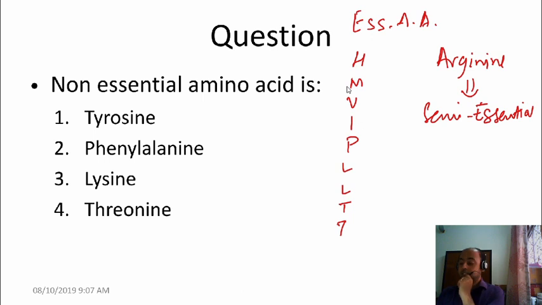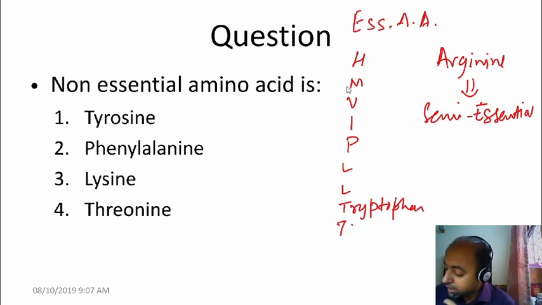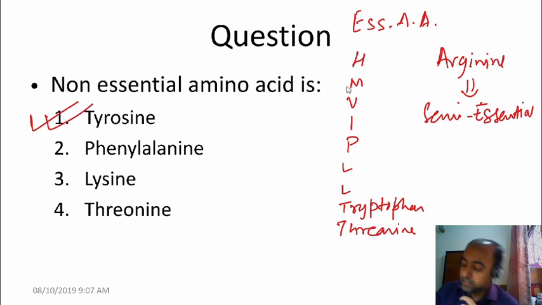Arginine is semi-essential. This T is for tryptophan and threonine. So the correct answer is phenylalanine.